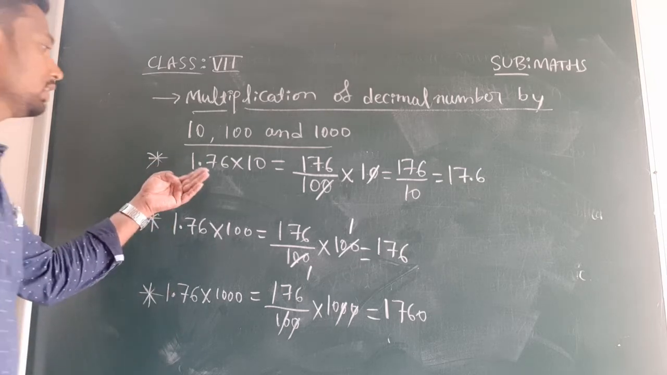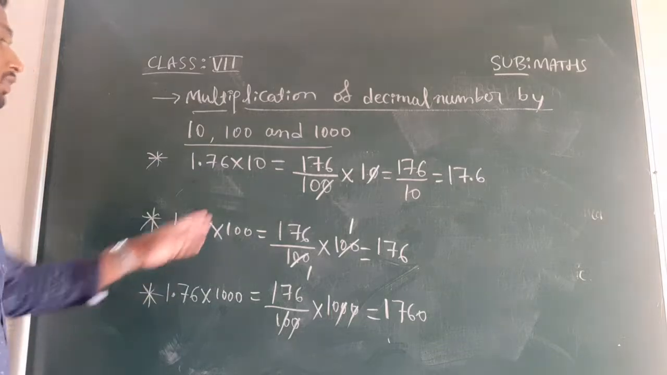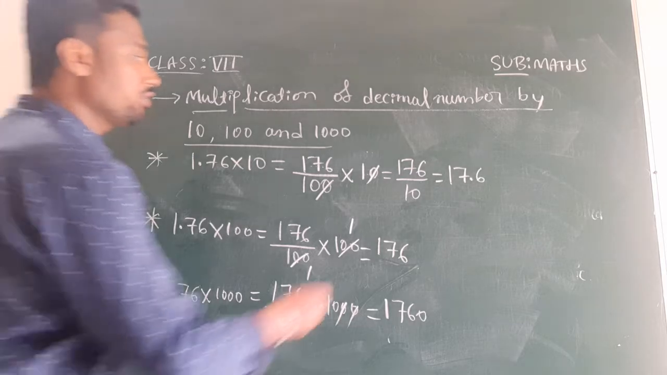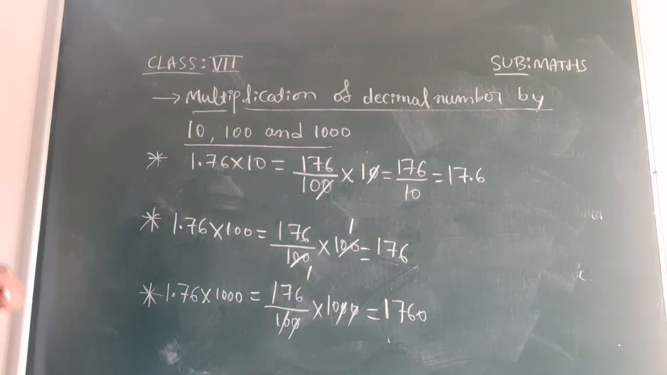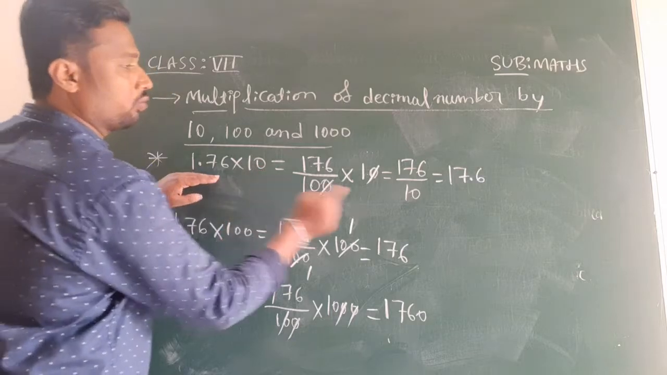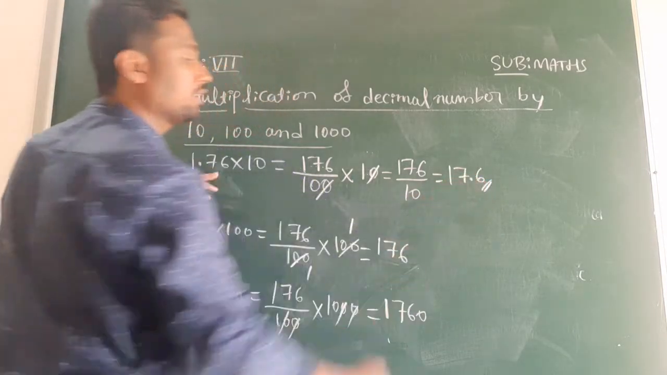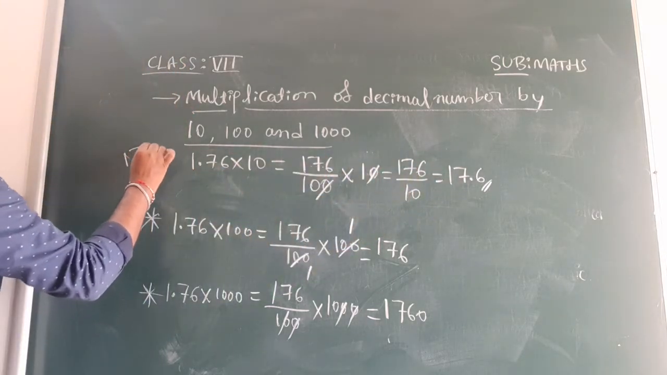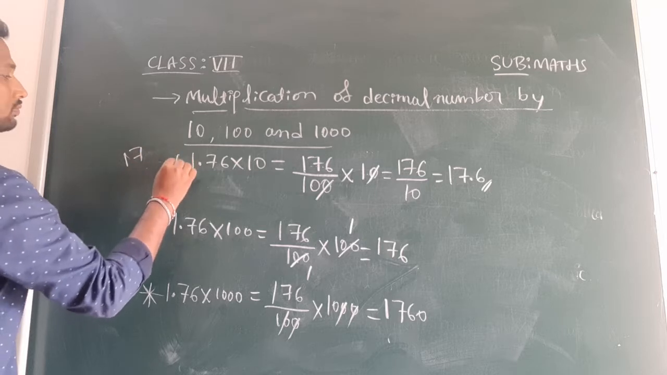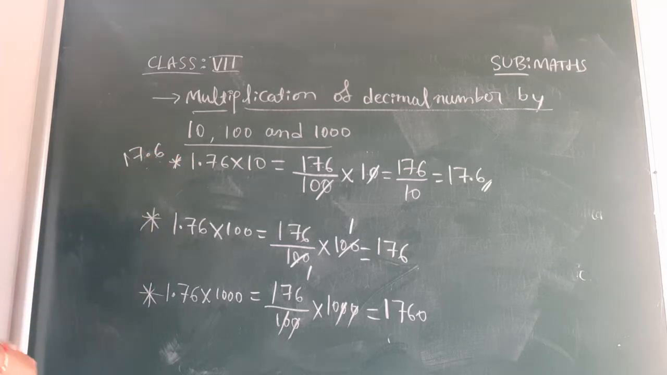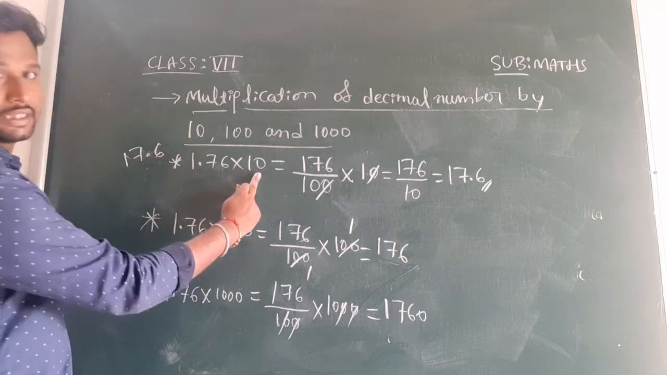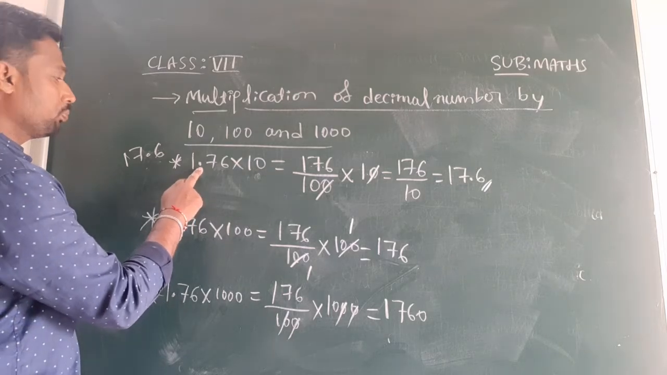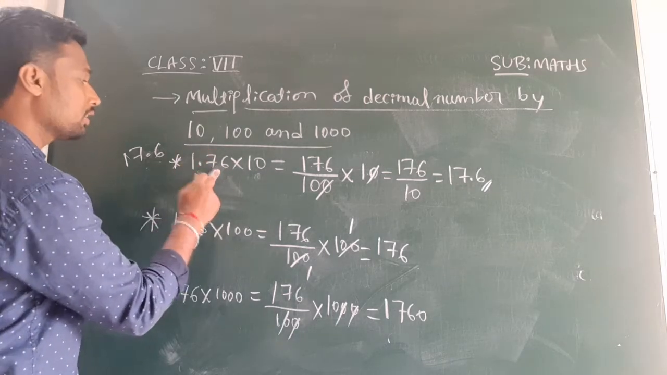First they converted this value to a fraction, then they multiplied with the second value, that is 10, 100 or 1000. And here if you observe the answer with the given values, you can see 1.76 into 10, what we got here? 17.6. 1.76 into 10 means we got the answer as 17.6. You can see here how many zeros we have in 10? Only one 0. So that many digits this decimal point will move towards the right side.